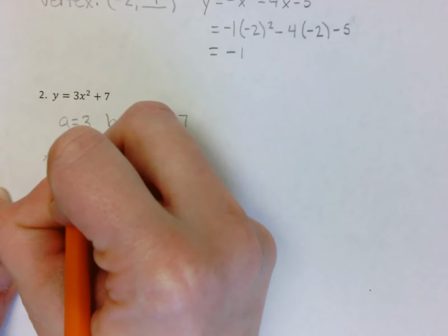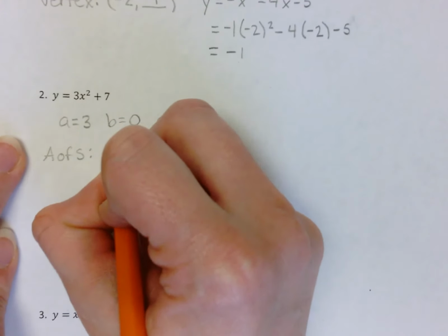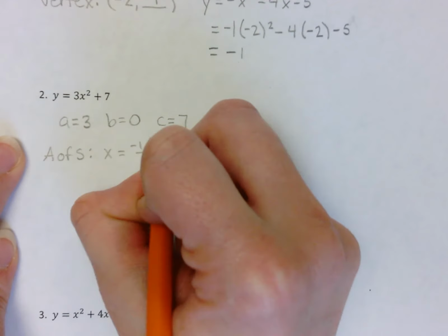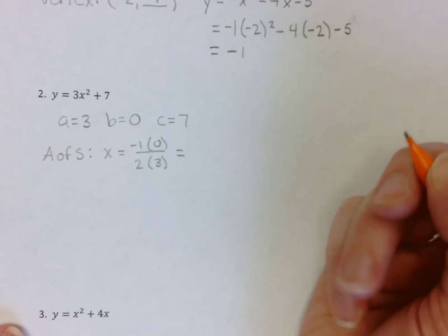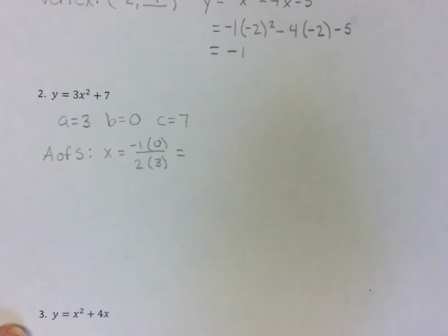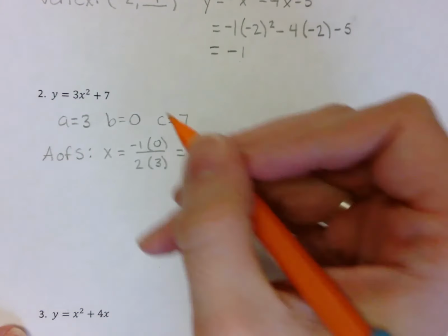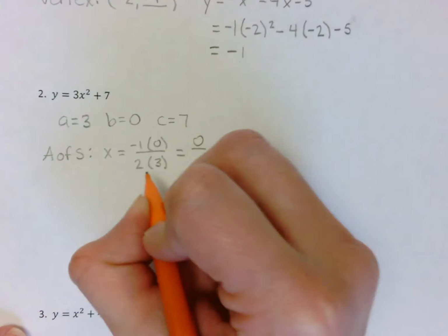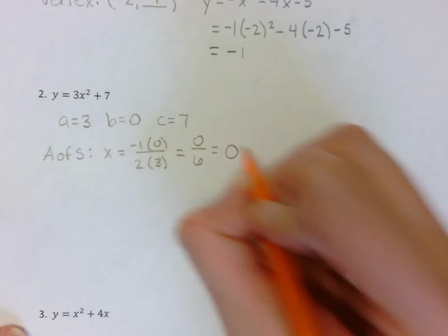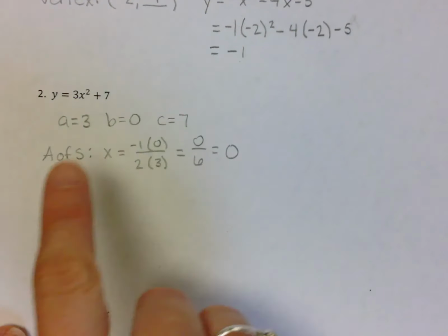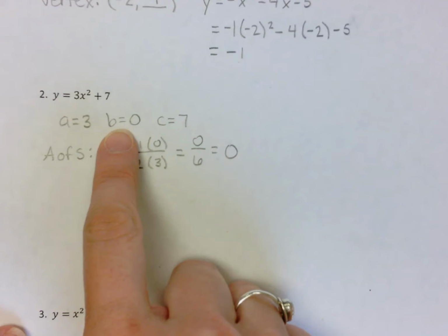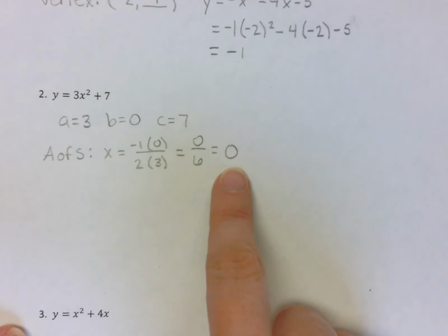So our axis of symmetry, we'll use the formula negative b over 2a. Negative b over 2a, plug in your 0 and your 3 for your b and your a terms, and then evaluate this equation. Negative 1 times 0 and 2 times 3. When I divide 0 by 6, it is a 0. One special note to always pay attention to is if your b is 0, your axis of symmetry will always be 0.